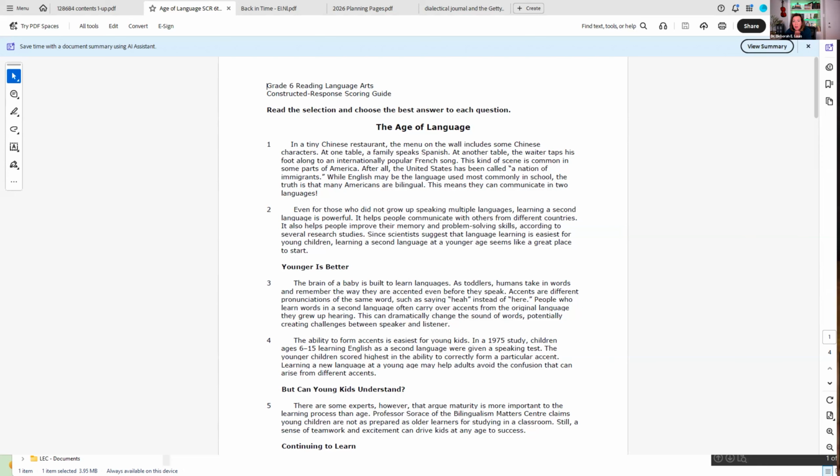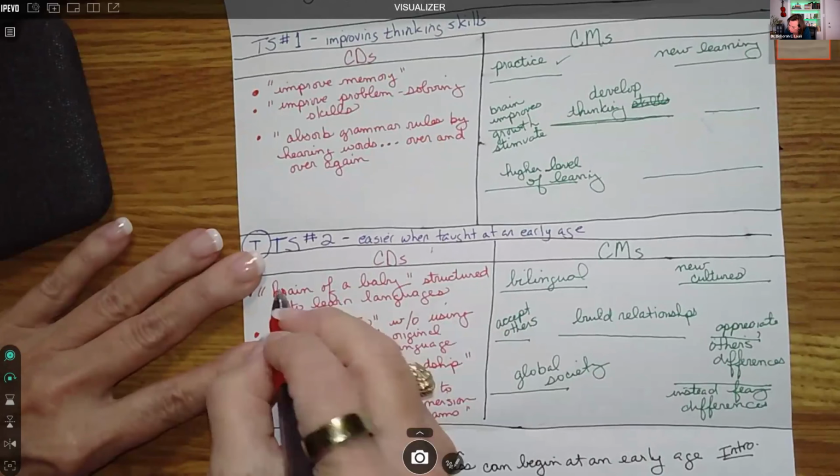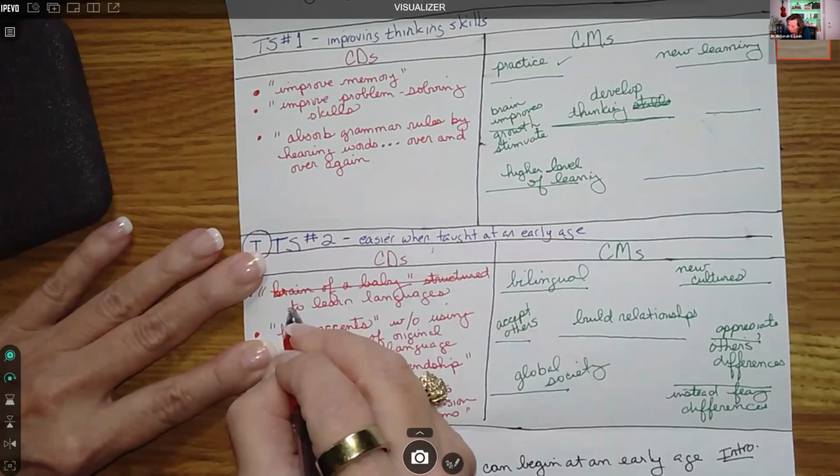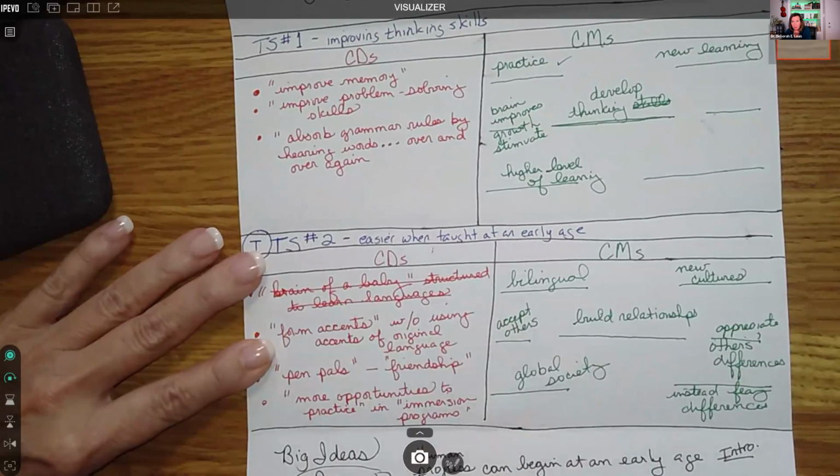And then the brain of a baby is structured to learn languages. That's going to be my concrete detail. And where did I get that? I got it right here. And I tell the students, when you use it, you lose it. So we're going to use this. So cross it out. Okay?